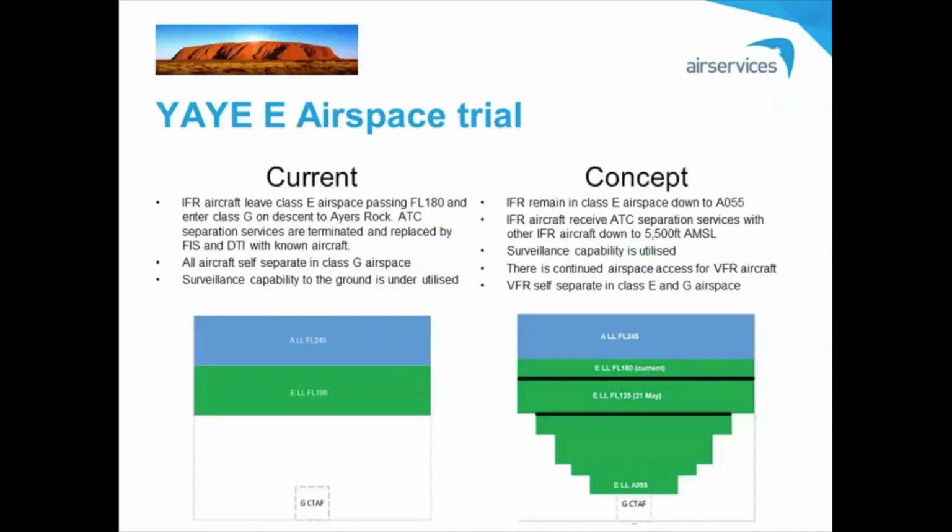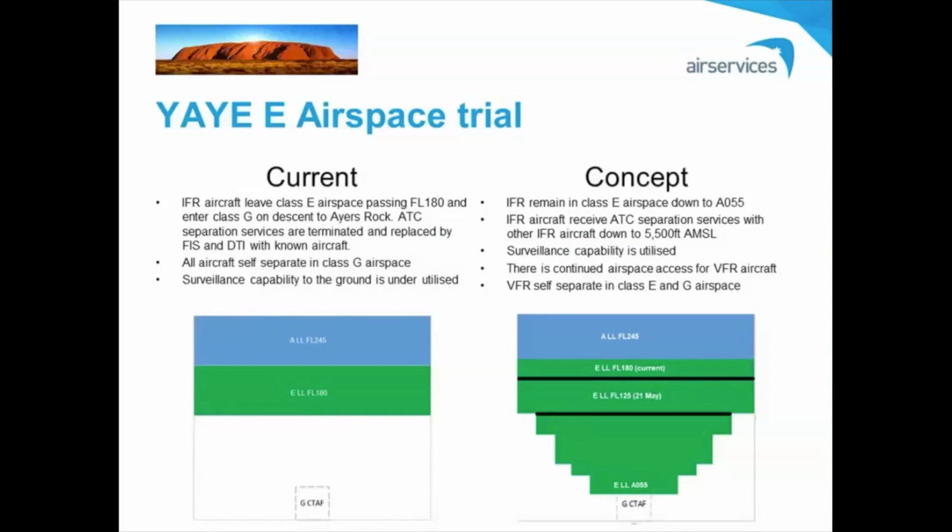So the start of a trial of lowering Class E airspace and steps over a non-towered aerodrome. We wanted to find out whether industry thinks that having Class E airspace in which IFR aircraft receive separation services is an improvement over Class G airspace where all aircraft self-separate, and whether there is a safety benefit. Ayers Rock was selected because it is a relatively busy airport with no control tower and Class G airspace.